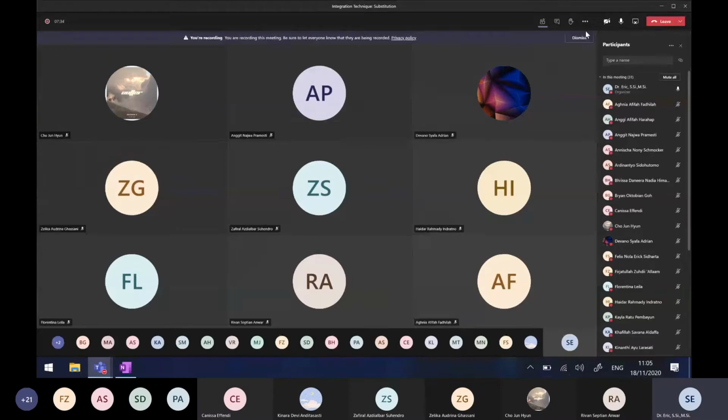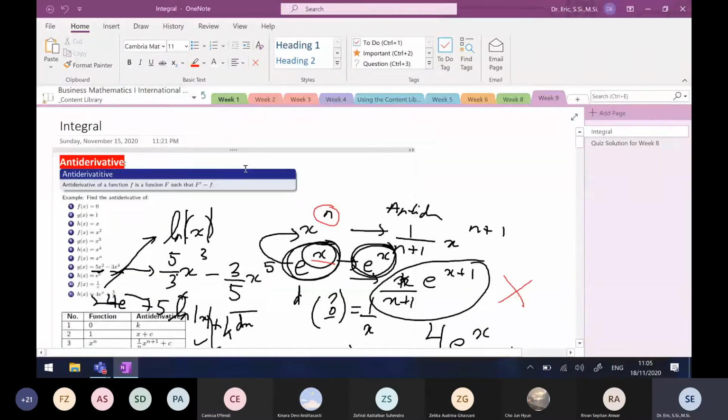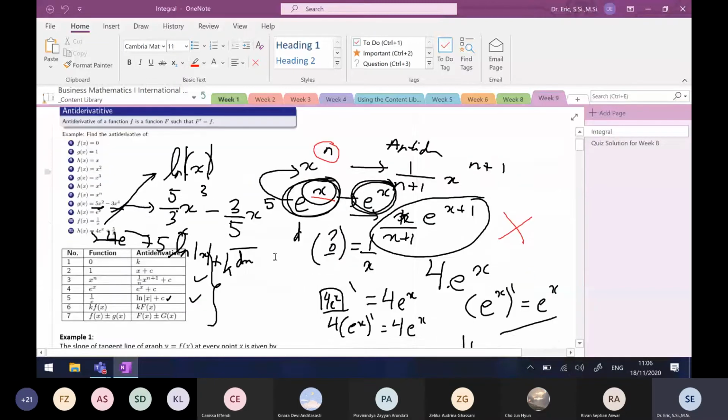Okay, good morning. So we will continue on integral. I would like to review a bit. On Monday, we talked about the antiderivative. Don't forget, when we are dealing with the antiderivative, you have to add a constant.